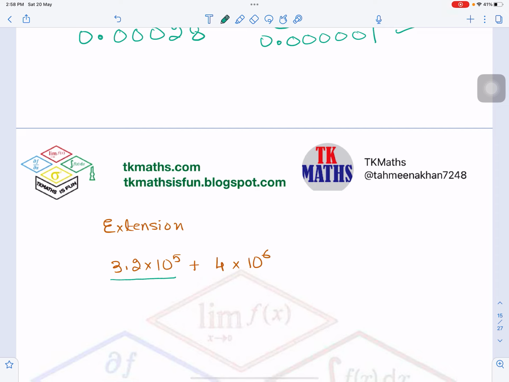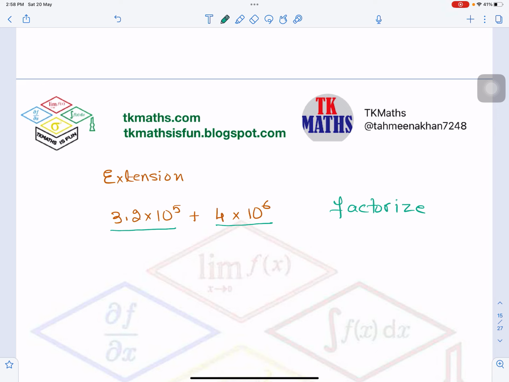Whenever there is an addition or subtraction sign between two standard forms, you have to factorize it. Remember it. There are other ways also. Sometimes a student changes the whole question into ordinary form, adds the numbers, and then changes into standard form. It's not wrong, but what if there is power 16? You will have so many zeros and you can make a mistake. So the best way is to see what is common. 10 power 6 basically means 10 power 5 into 10 power 1, right? Because 6 is actually equal to 5 plus 1. So if you see 10 power 5 is common, I can take it out.